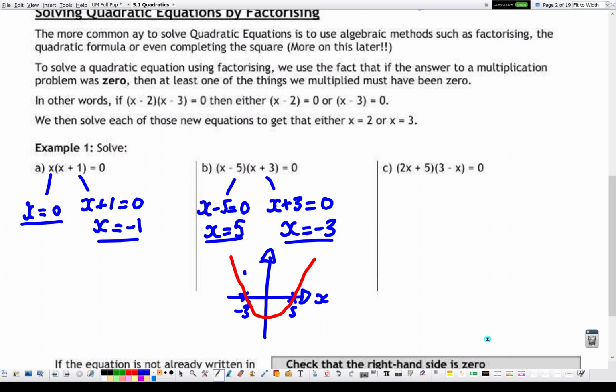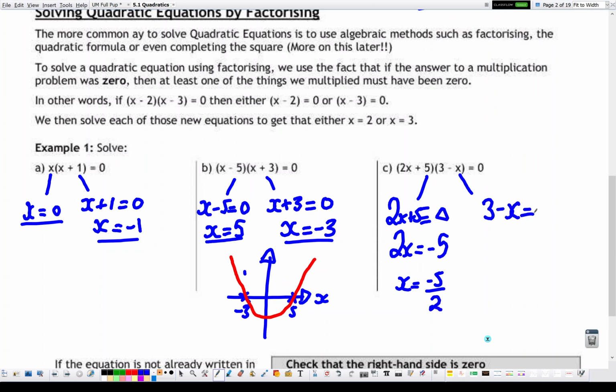Okay, the last one, again, is already factorised, so all I have to do is bring down these two separately. So 2x plus 5 equals 0. Just a little bit extra to do. 2x equals minus 5. Divide by 2, x equals minus 5 halves. 3 minus x equals 0. In this case, I'm going to add x to both sides to get my x positive. So I just get 3 equals x, or x equals 3.